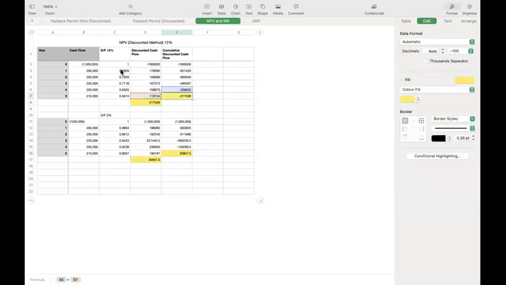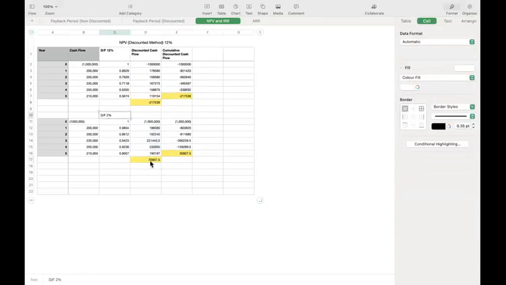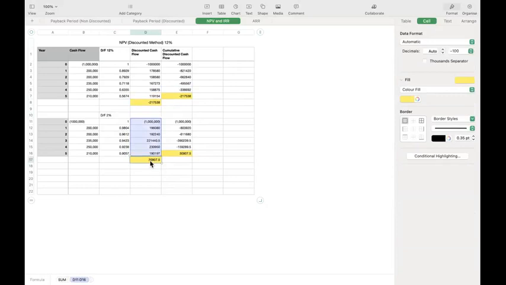As you can see, for 12% NPV discounting method, we have a minus value, which is 217,538. And here we have 30,907 for discounting factor 2%. So in this analysis, we can say under 12%, the investment cannot be undertaken as the NPV is negative. When the NPV is negative, we have to reject our project. And under discounting factor 2%, the investment can be accepted as the NPV is a positive value.